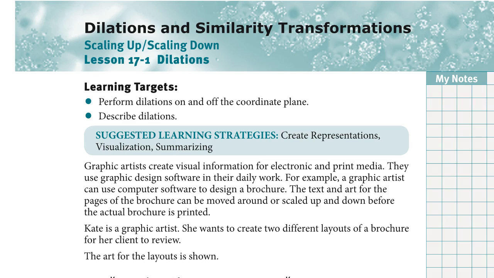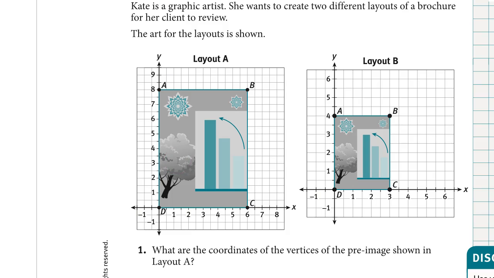Learning goals are to perform dilations on a coordinate grid and perform dilations on plain paper, and also to use symbols to describe dilations. The application referred to in this activity is the size change done by graphic artists. Here we have the layout for two pieces of artwork. Layout A is this larger image, layout B is the smaller image.